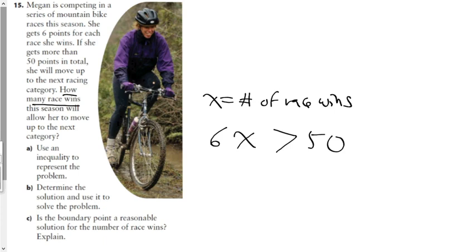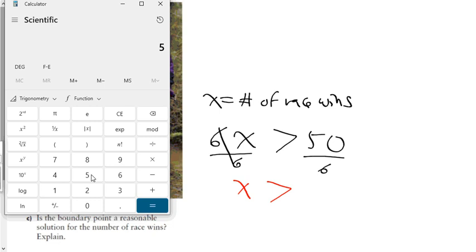Can it be equal to 50? No, it has to be more than 50. Solve it through division of the coefficient. Divide both sides by 6. And X will have to be greater than 50 divided by 6. Now here's a decimal.